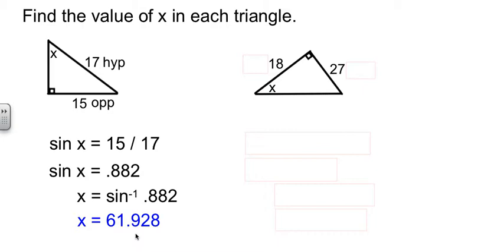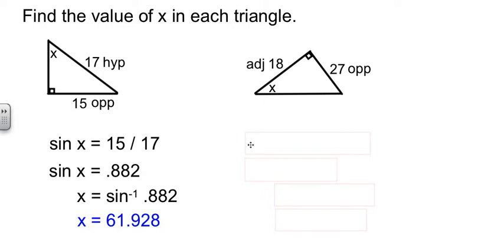Let's try another one here. We have another angle x that we're trying to find. What information is out there? We have the side across from that, that's the opposite, and we have the side next to it. It's not the hypotenuse, because the hypotenuse is down here. So this must be adjacent.